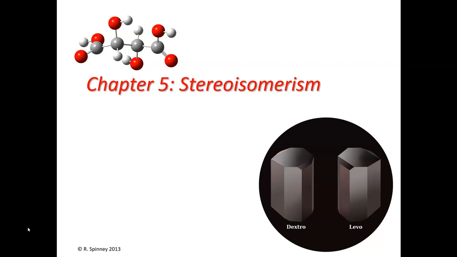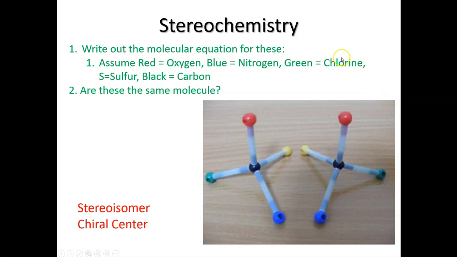In Chapter 5, we focus on stereoisomerism. It's a different way that we can look at carbon-based compounds. In order to get an understanding of this situation, I want you to take a piece of paper and write out the molecular equation for each of these compounds that are shown on the screen here.